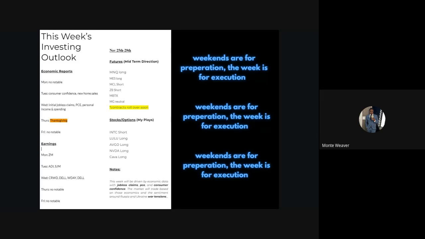Stocks, options plays, I like Intel going short, Lulu going long, AVGO going long eventually, Nvidia going long and Chipotle going long as well. As far as the notes, this week will be driven by economic data with jobless claims, PCE, and consumer confidence, and the market will trade based on those economics and the sentiment around Russia and Ukraine war tension.